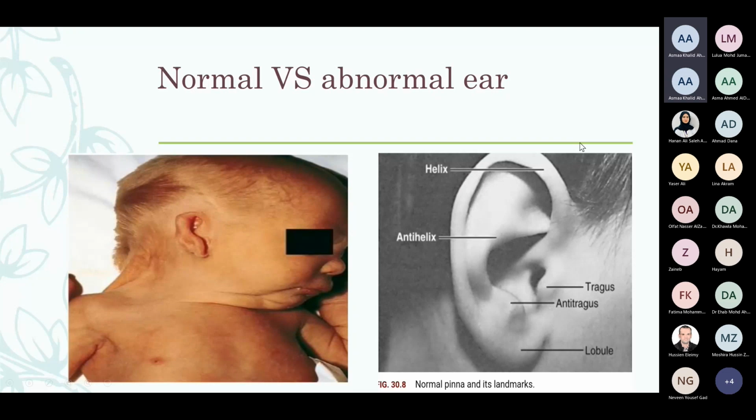But when you look at the structure, you will look for the helix, the antihelix, you will see the tragus, the antitragus, and you have to see the lobule. Anything that is not showing the same thing, you have to look for abnormality. If it's not affected and the hair is not affected, this will be in the minor anomalies group because it doesn't affect the function.